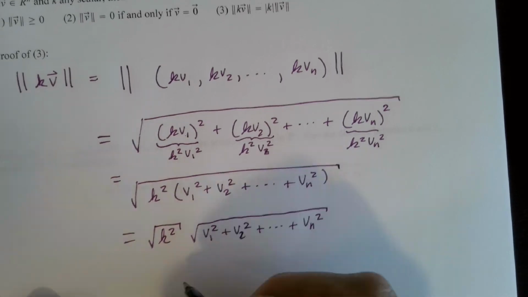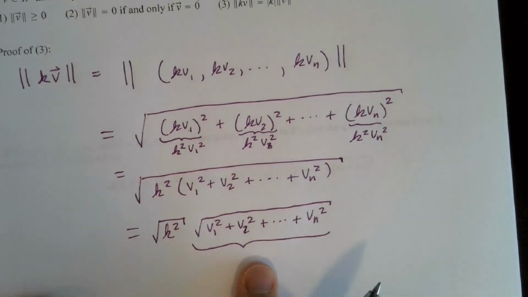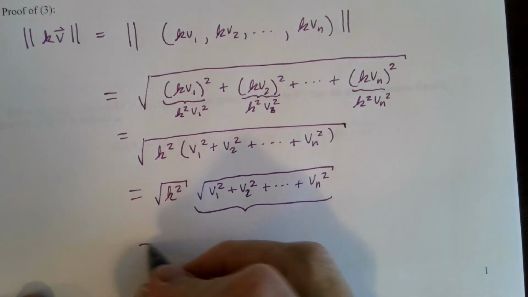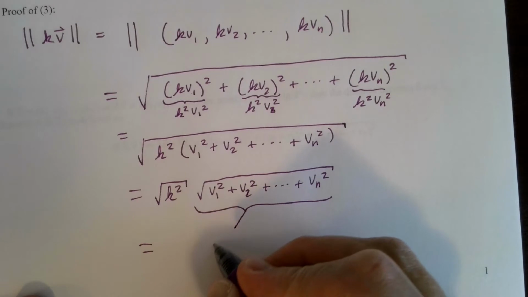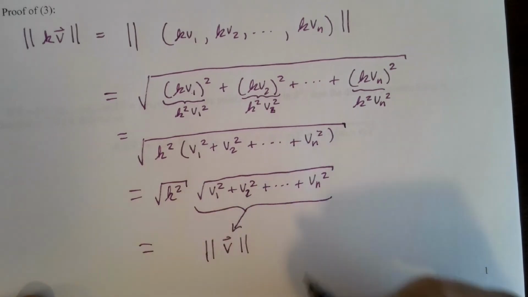Okay. Now, here's the trick, right? Clearly, this is the definition of the norm of the vector v. That's the definition of the norm of the vector v. So this indeed is the norm of the vector v.